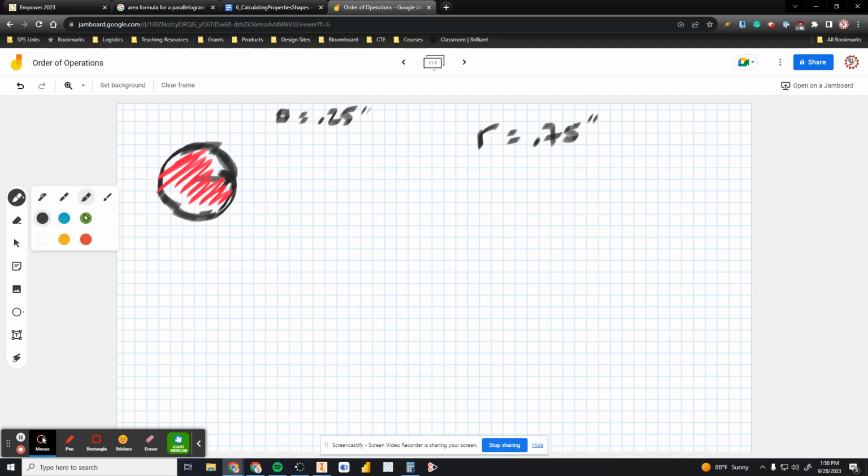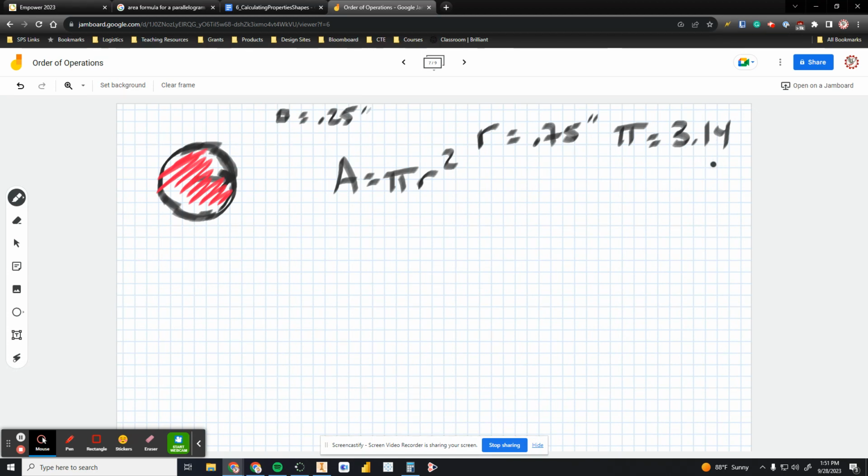Okay, and the formula that we use for area of a circle is area is equal to pi r squared. If you don't remember, pi is 3.14. We use 3.14 in place of pi because pi does actually go on forever as far as the decimal points are concerned, but typically 3.14 is sufficient for most calculations. And we already have the radius, so we've got the radius, we have pi, and we need to find the area. So I'm going to go ahead and plug in what we know.